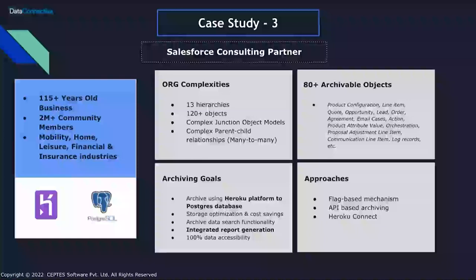They had org complexities. The major challenge we had was that the org itself was very complex: 13 different hierarchies, 120 plus objects, complex junction objects and relationships. They had 80 plus archivable objects, which is huge, like quote, opportunity, lead, order, agreement, email, cases, action, product attribute value, to name a few. These are some of the objects they wanted to archive data from, and they used the Heroku Postgres platform.